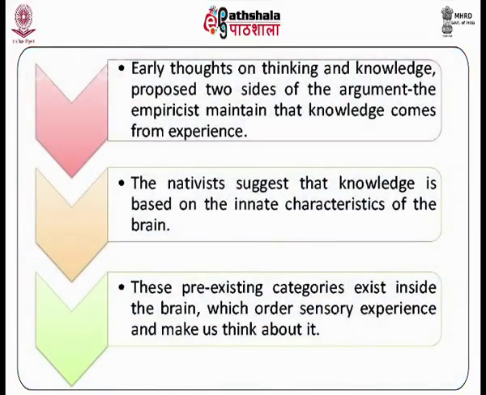Early thought on thinking and knowledge proposed two sides of the argument. The empiricist maintained that knowledge comes from experience. The nativist suggests that knowledge is based on the innate characteristics of the brain. These pre-existing categories exist inside the brain, which order sensory experience and make us think about it.